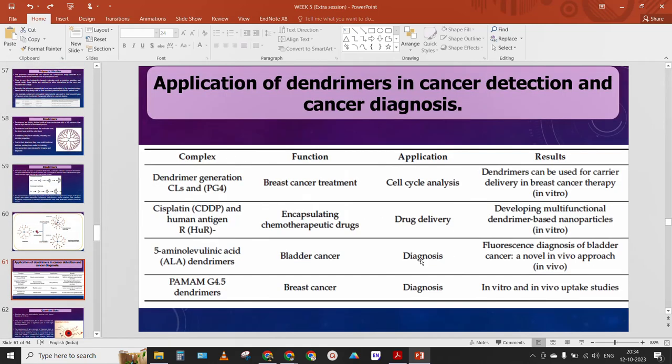So, the applications of dendrimers in cancer detection and cancer diagnosis. Here we have some applications and complexes of dendrimers. Here, dendrimer generation in breast cancer treatment, with cell cycle analysis, can lead to carrier delivery in breast cancer therapy. Likewise, there are other examples also.